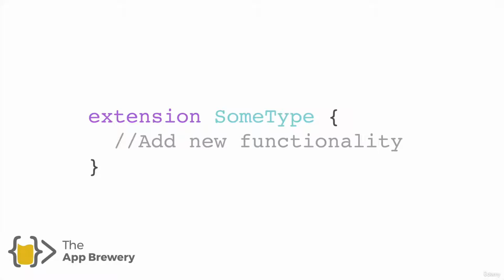So the way that we would create an extension would be something like this. We would have the extension keyword, and then we can have the name of an existing type. So that could be a class, that could be a struct, that could even be a protocol. And then inside the extension, we would get to add some new functionality to that type.